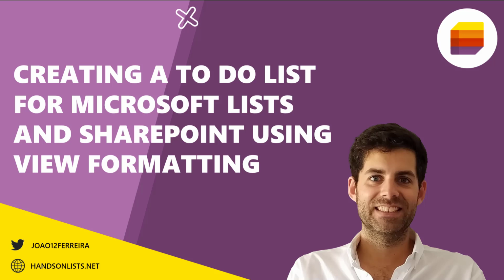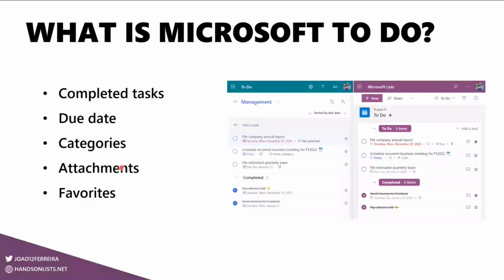For those of you that are familiar with Microsoft To Do, here is a brief explanation. To Do is a simple task list that allows you to define tasks, complete them, set due dates, add categories to them, attachments, and mark them as favorites. Super simple application, but super useful. And this image has a representation of a to-do list in Microsoft To Do with a couple tasks. And on this side, what I have is the final format that I will be demoing here today.